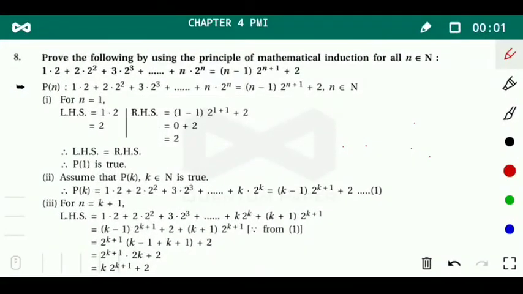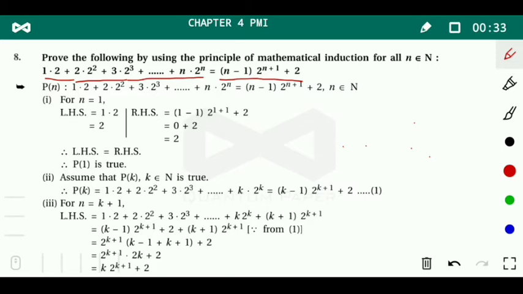Good morning, dear students. Today we are going to learn class 11, chapter number 4, Principle of Mathematical Induction, known as PMI. Exercise 4.1, question number 8. Prove the following by using the principle of mathematical induction for all n belongs to N: 1 into 2 plus 2 into 2 square plus 3 into 2 cube up to n into 2 raised to n is equal to (n minus 1) into 2 raised to n plus 1, plus 2.